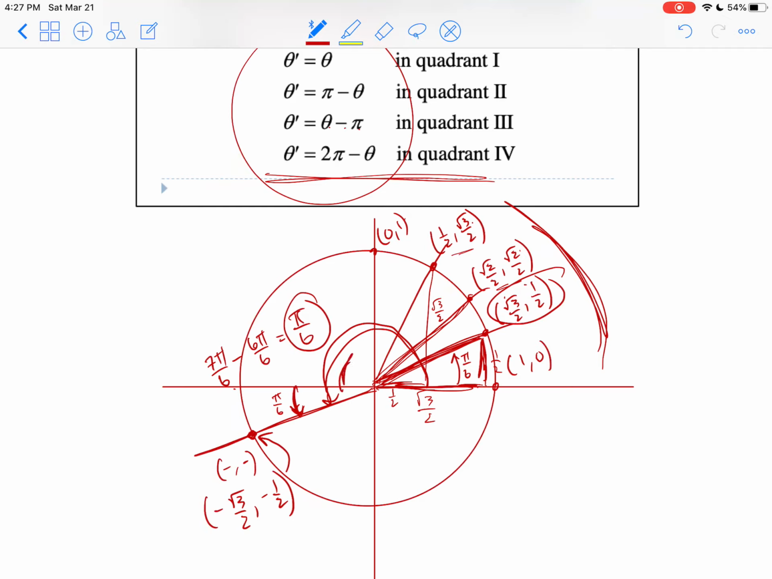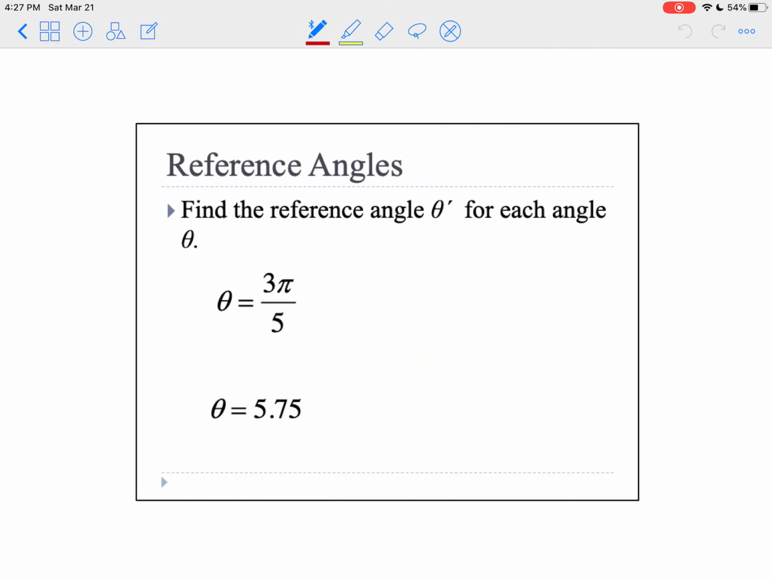But the reference angle is always just the distance from the x-axis. So like if I had an angle here, this is the angle, this is the reference angle that I'm interested in. So let's say this was pi over 3. Then I can just say, oh, well, I know what the values are, except the x-coordinate will be negative and the y-coordinate will be positive, because I'm in the second quadrant.